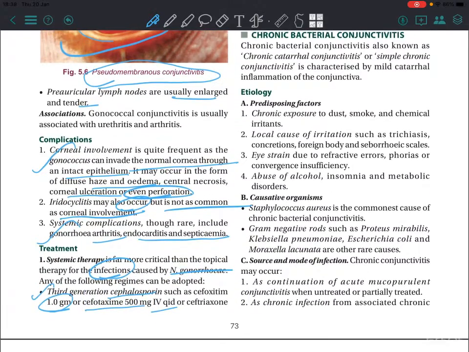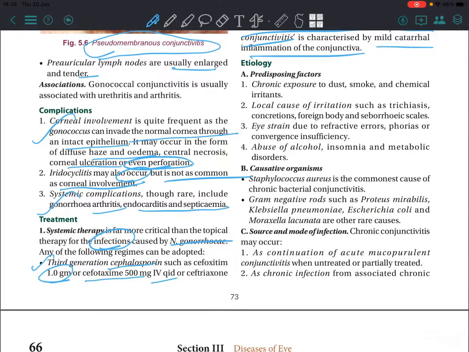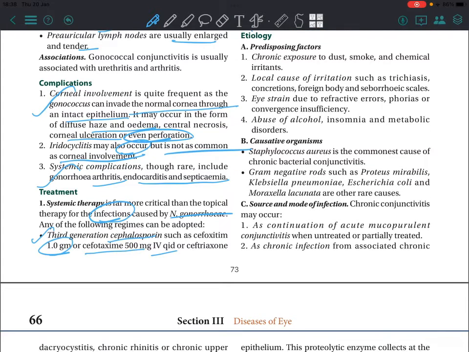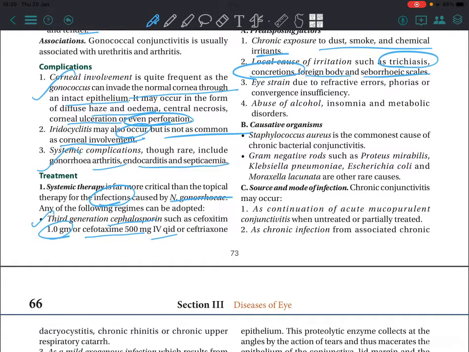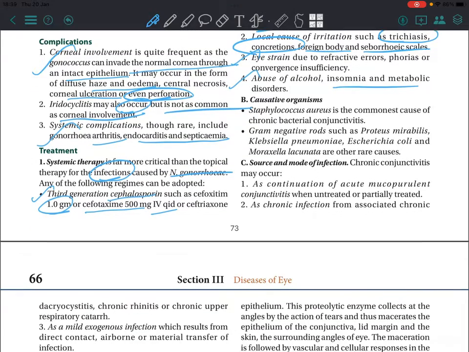Chronic bacterial conjunctivitis, also known as chronic catarrhal conjunctivitis or simple chronic conjunctivitis. It is characterized by mild catarrhal inflammation of the conjunctiva. Etiology: predisposing factors, causative organism, and source and mode of infection. Predisposing factors: exposure to dust, smoke, chemical irritants. Local causes of irritation such as trichiasis, concretions, foreign bodies, seborrheic scales, etc. Eye strain due to refractive errors, phorias, or convergence insufficiency, abuse of alcohol, insomnia, etc.